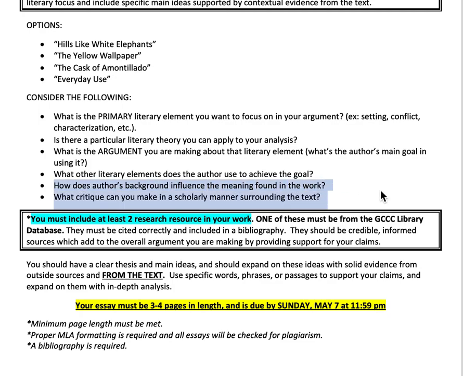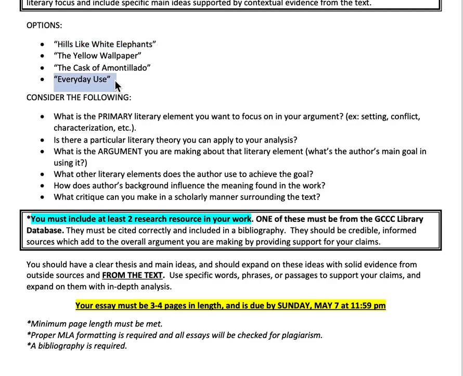Think also about the author's background. In each of these stories, what the author has experienced is really important, at least in relation to some aspect of the story. So how does that help influence the meaning of the work? For example, in Hills Like White Elephants, Hemingway himself was an expat who had fought in the war, who was disillusioned, who lived in Europe. So he could speak from a certain place on that.